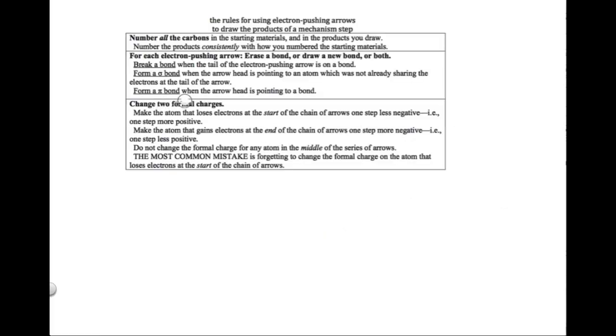For every mechanism step, you change two formal charges, at the beginning of the chain of arrows and at the end of the chain of arrows. Don't change the formal charges for atoms in the middle of the series of arrows. And again, the most common mistake is forgetting to change the formal charge at the beginning of the chain of arrows. So try to watch out for that.